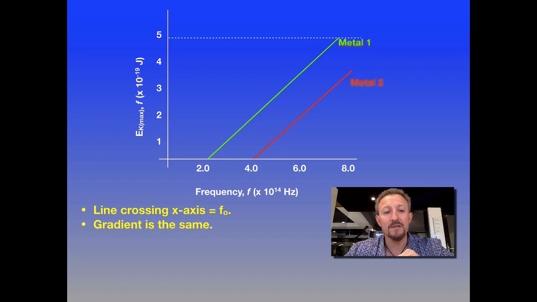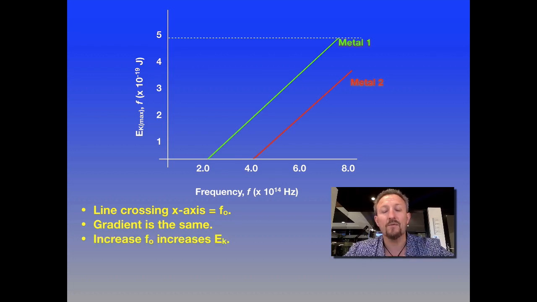You'll also notice that the gradient is the same for both. Well, the gradient of both those lines is going to be Planck's constant. So as a result, Planck's constant, 6.63 times 10 to the negative 34, will be the gradient of that line, and hence they're both parallel to each other.